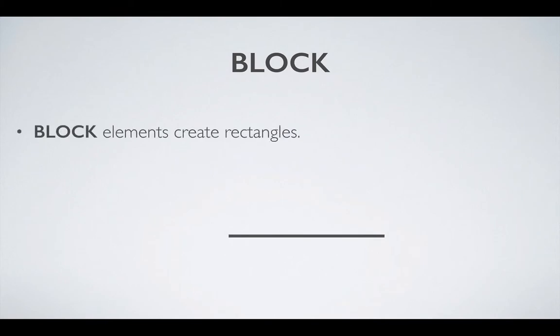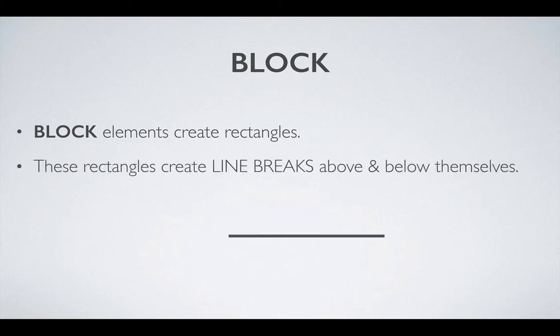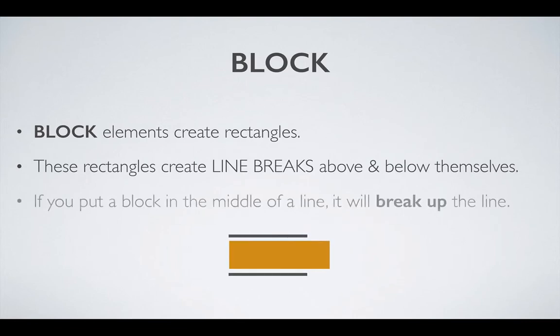A block element will create a rectangle, basically a rectangle shape that can contain other things. These rectangles create line breaks above and below themselves. Therefore, if you insert a block element in the middle of a line, it will break up that line, and then it will exist between the two parts. This is called a block element. Once again, it's a rectangle that will create a line break above and below itself. So it will take up one line all on its own.